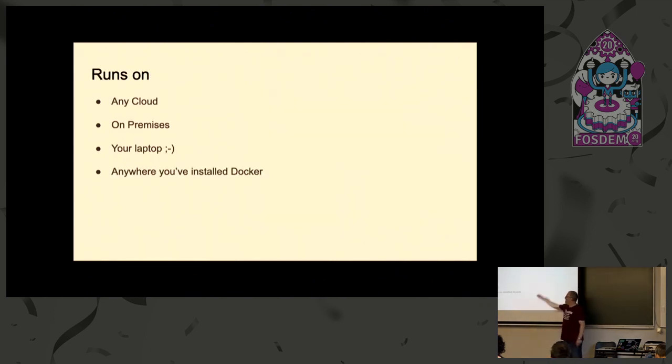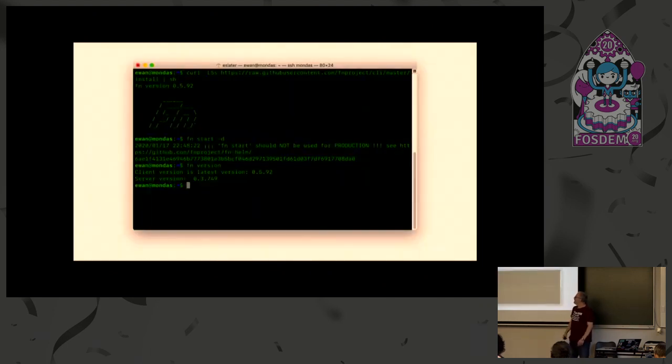And the good news is it will run on any cloud, as long as that cloud will let you run Docker. It will run on premises, or you can run it on your laptop. In fact, anywhere that you have installed Docker. So, if you go to the site and you look at the guides, you'll get an install guide, and there'll be a curl script you can run if you're on Linux. And then after that's all finished, you run fn start -d. It'll tell you don't use that for production because you're supposed to use a Helm chart, because production should be on Kubernetes. If you run version, you should get back a client version and a server version.